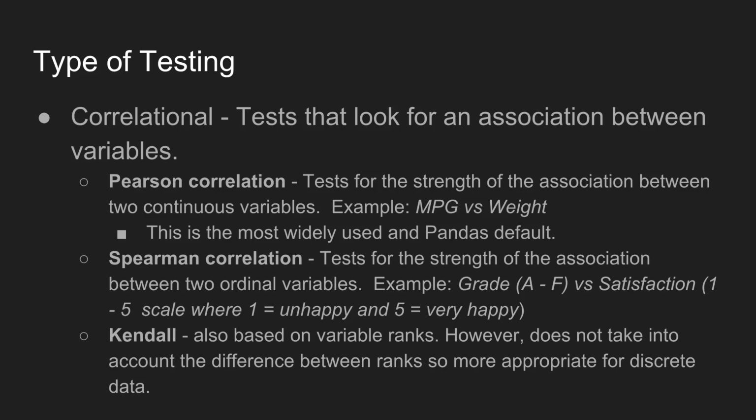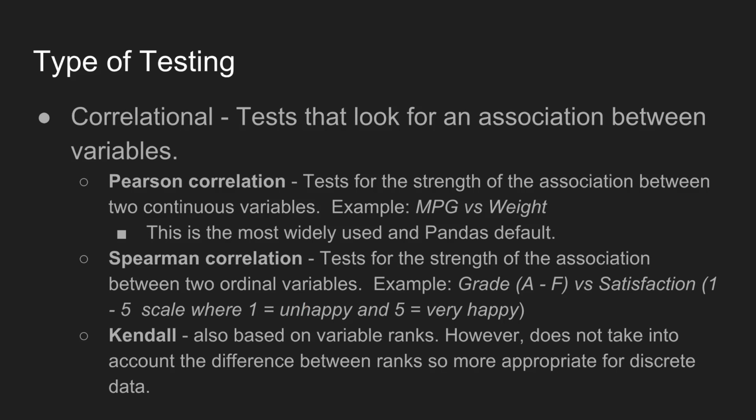But let's say we're looking at data dealing with a grade or satisfaction scales. So we want to test the strength between two ordinal variables. We need to call a Spearman correlation. For example, the student's grade versus the result of a survey where they answer 1 to 5, with 1 being unhappy and 5 being very happy with the class. As in the previous lecture, understanding our data is very important, and it's going to help us determine which test to pick.